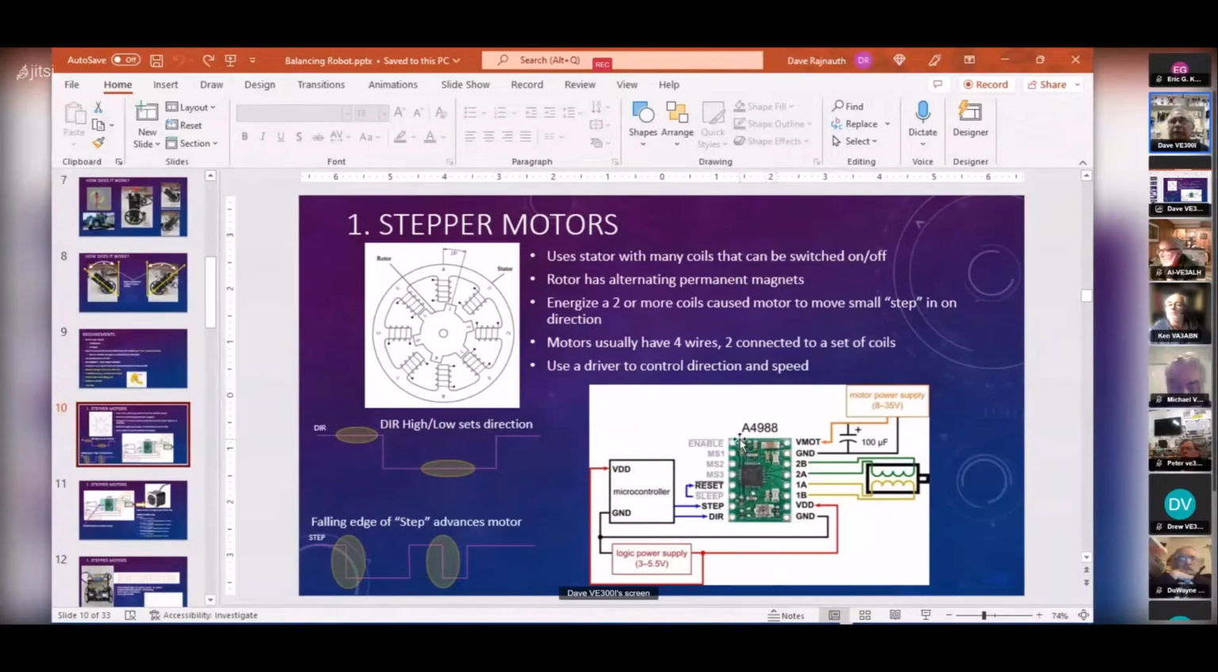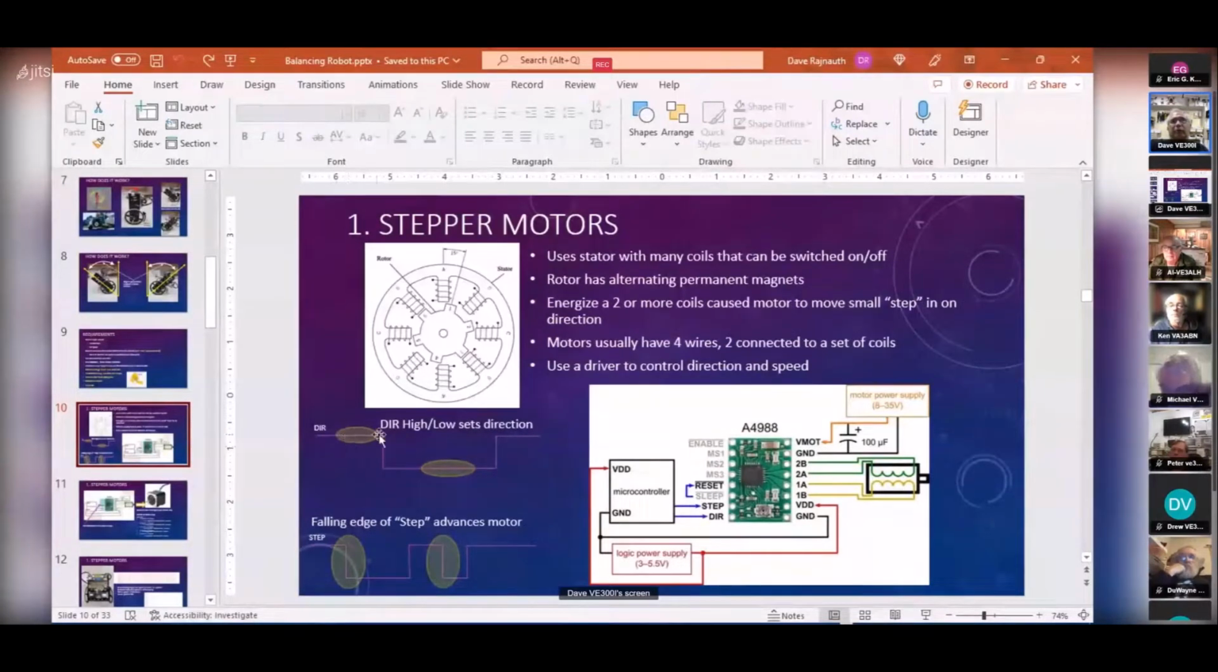So this is the A4988 driver. It's one of the most popular stepper motor drivers on the market, especially in the Arduino maker space. Most of these stepper motors have 4 wires, and that's what controls those coils. This puts out a lot of current to the stepper motor, and you've got various pins here that control how much it turns, how fast it turns, and which direction.